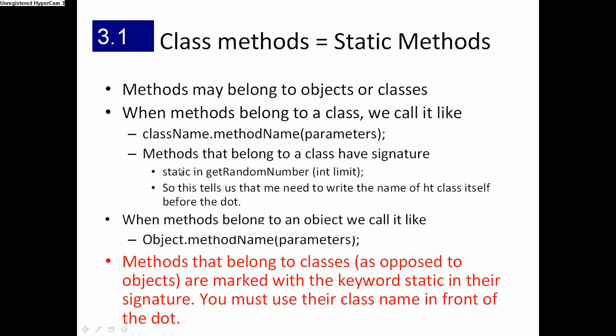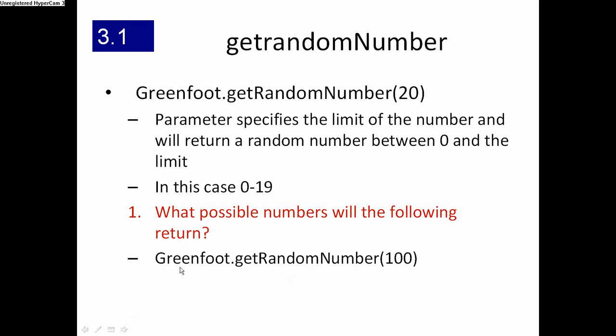Okay, so if you ever have a problem with something saying, hey, this is static, it needs not to be static, you're probably not doing the thing like we talked about earlier, where we're calling on it with the Greenfoot name. All right, here's the getRandomNumber method. Greenfoot.getRandomNumber(20). Okay, we're going to use something like this.